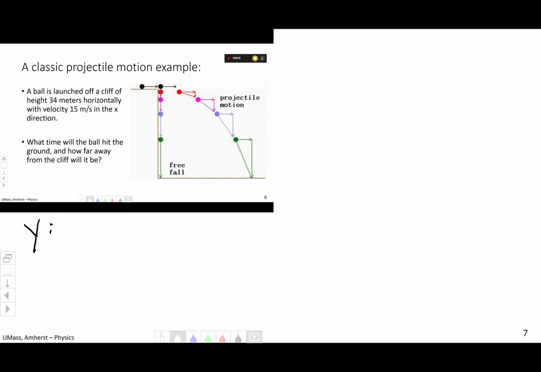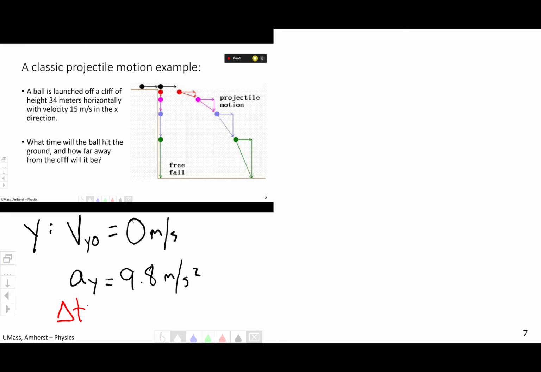So let's list some stuff for the y direction. So Vy0, the initial velocity in the y direction, is going to be 0 meters per second, and that is because we have not given it any initial vertical velocity. We've only given it initial horizontal velocity. What else do we know? We know that Ay is going to be 9.8 meters per second squared. And that's really all we know in the vertical direction. So things that we might want to know are what is the time.